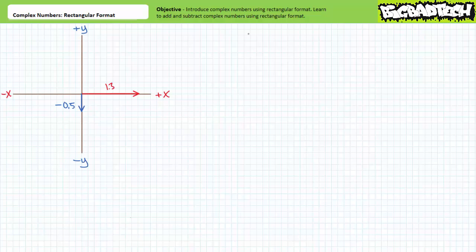Returning to one of our first examples, consider the canoe crossing the river. The canoe's arrow is 1.3 meters per second pointed west to east. It is entirely in the horizontal real plane in the positive direction and can be expressed using rectangular format as 1.3 plus j times 0. Or, if you wish to ditch the superfluous multiplication by 0, 1.3.